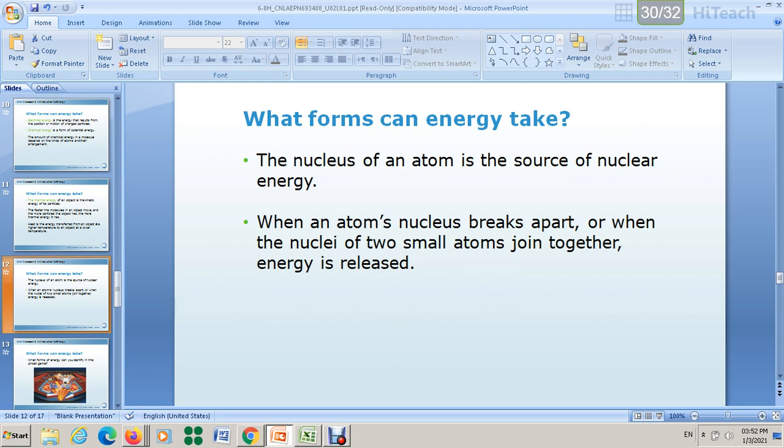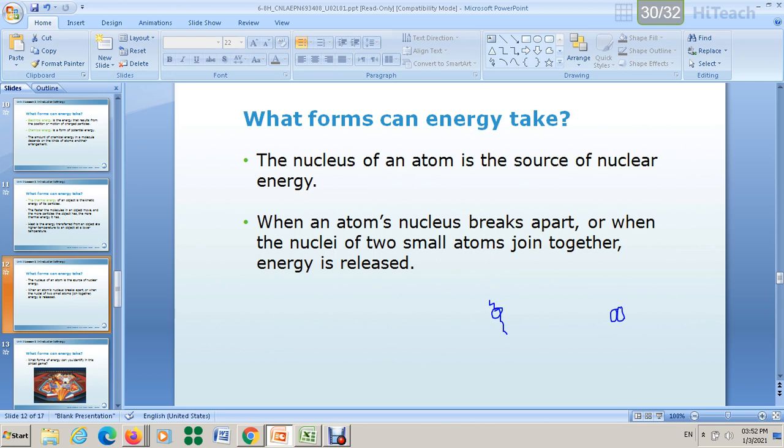How is it formed, what is it exactly? For example, this is the nucleus of an atom. If this nucleus breaks apart, or if the nucleus combines with another nucleus from another atom, energy will be released. So when the nuclei of two small atoms join together, energy is released.